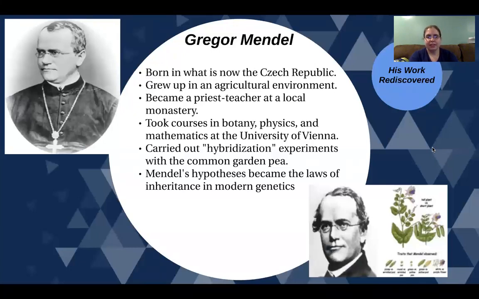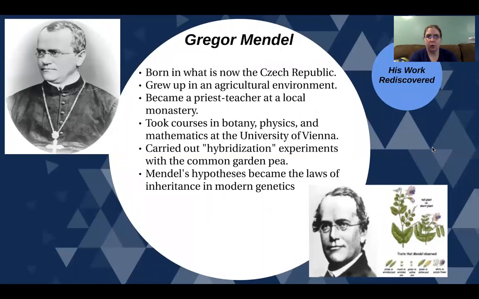So modern genetics is actually attributed to a man named Gregor Mendel. Now, as you can see, he was a monk. He was born in what is now considered the Czech Republic, and he grew up in a very agricultural community. So a lot of farming, a lot of working of the land. He became a priest and a teacher at a local monastery, but he was also very learned.